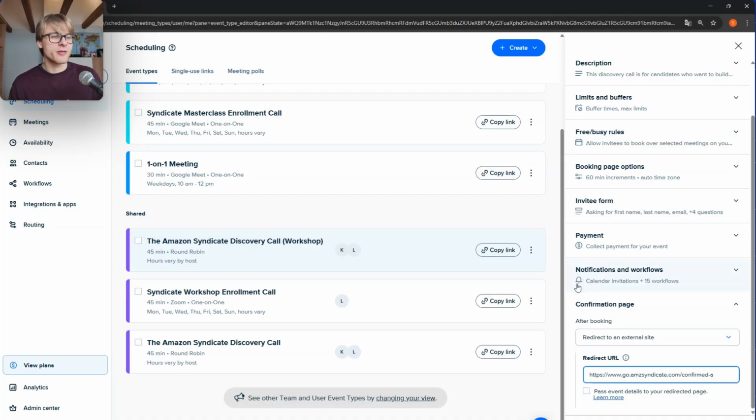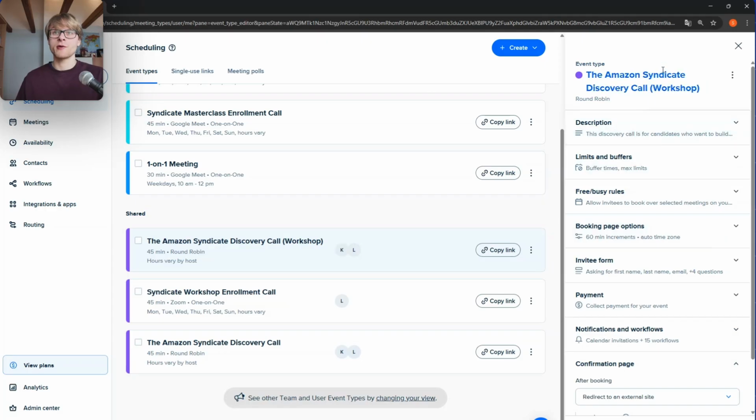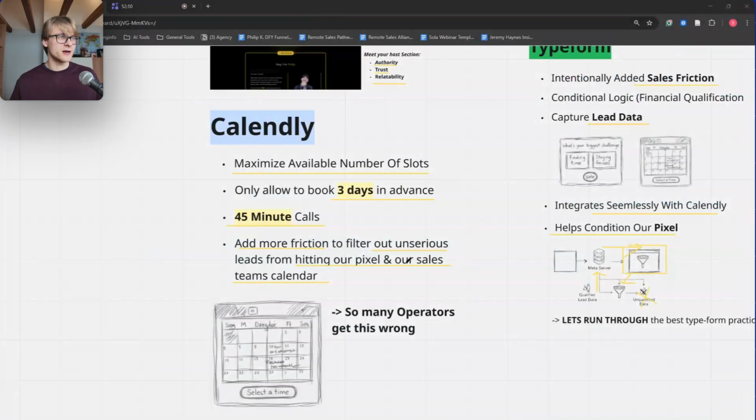I won't run you through everything in detail right now, but you can more or less do it with this. It's not that difficult, but this is the general Calendly best practices, and really doing a round robin event as well, if you have multiple closers, will be crucial. So that's essentially how we do all that wonderful scheduling stuff.